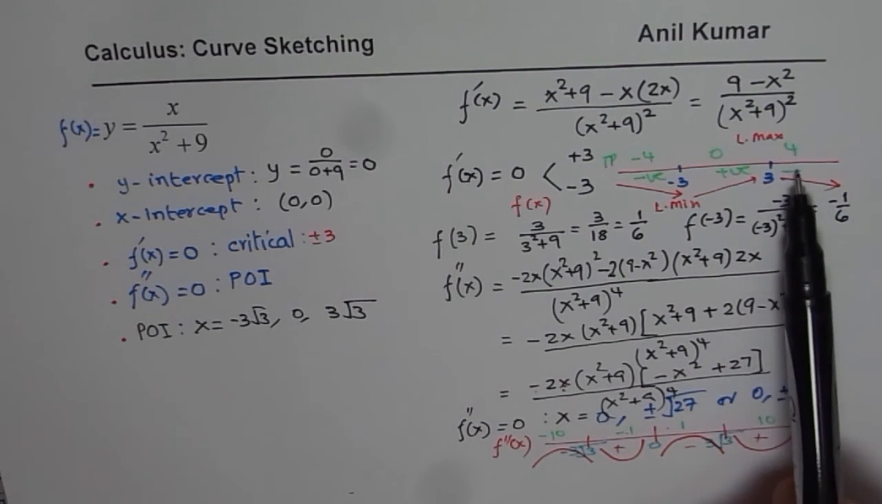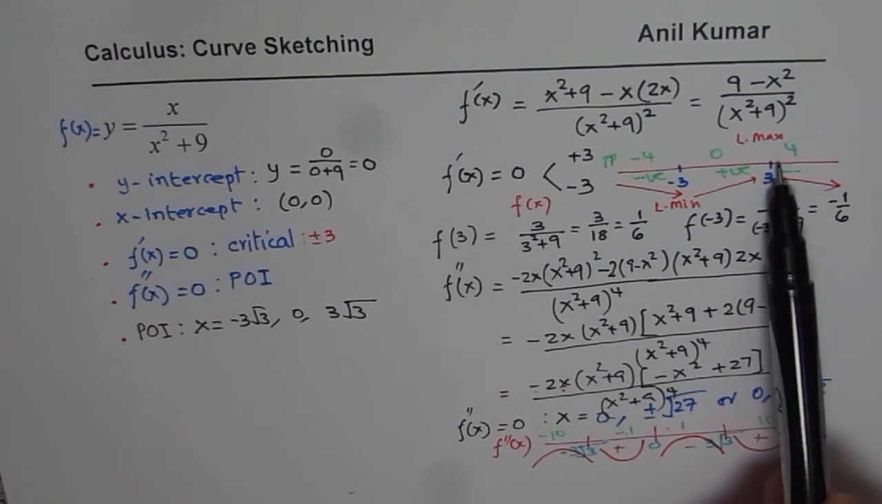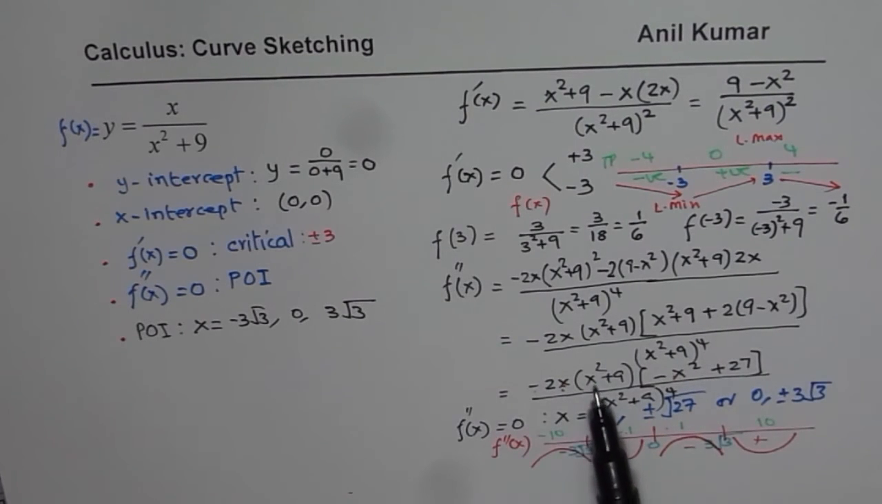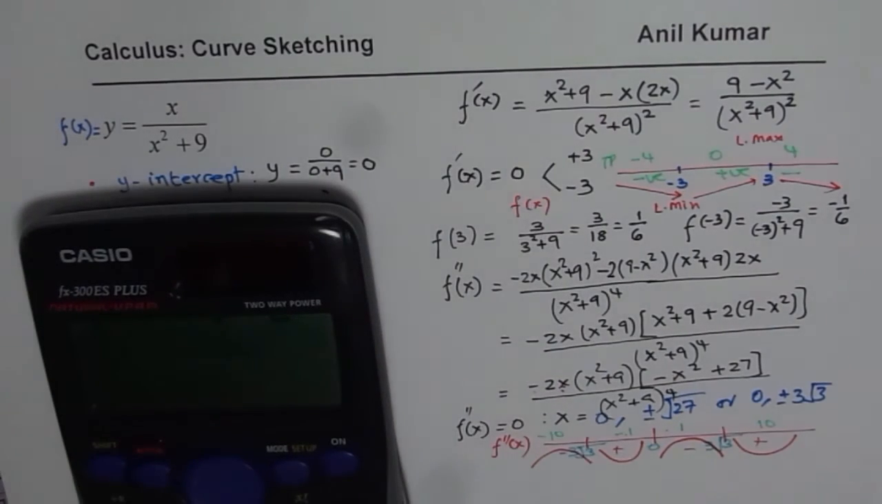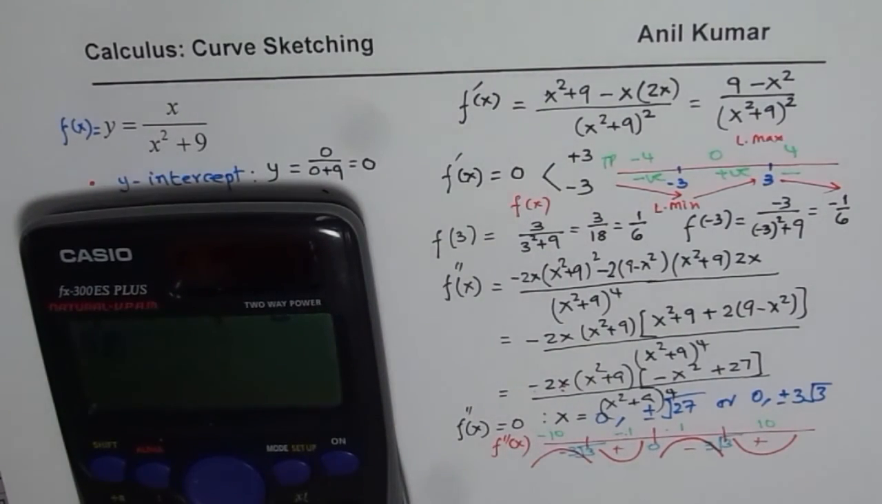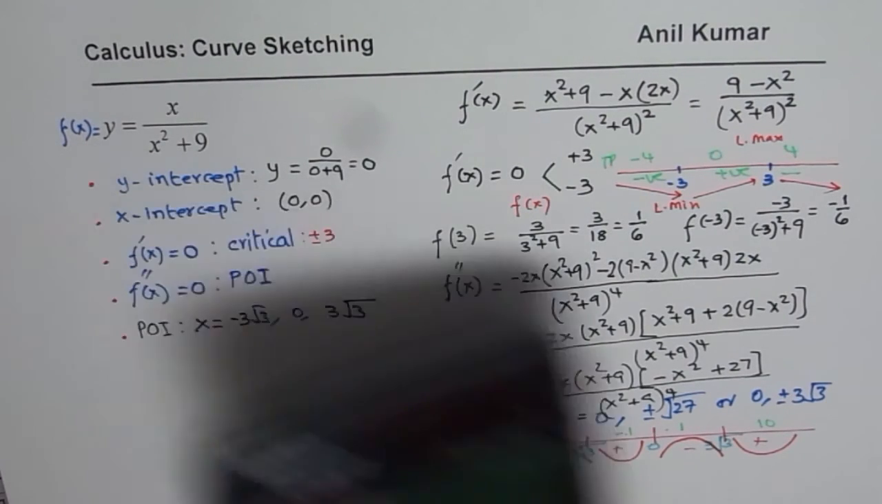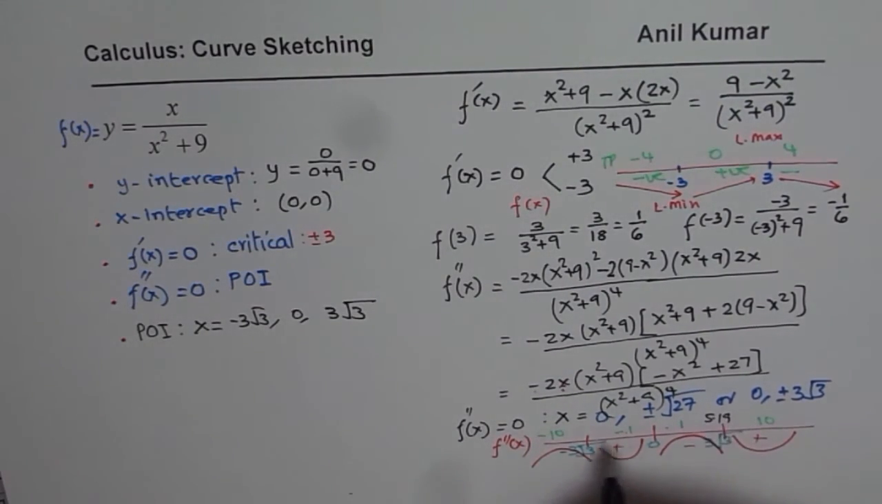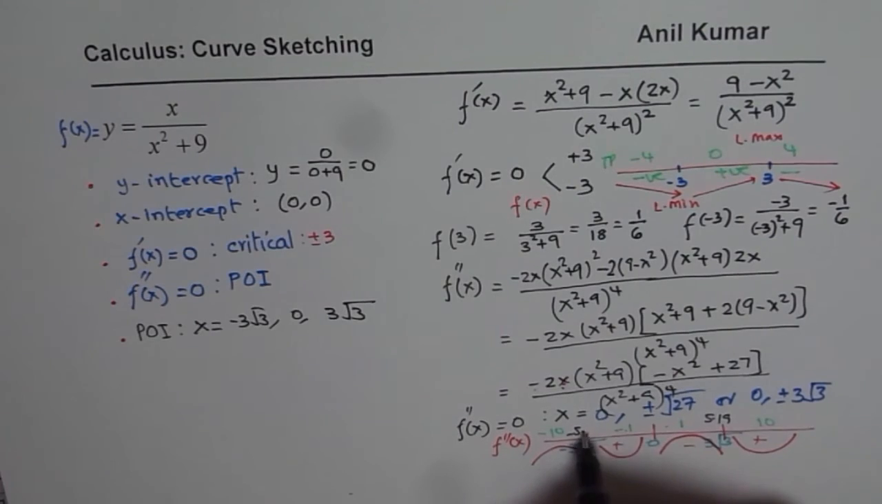However, if you test the value at 4, which is on the right side of 3, then at 4, if I substitute 4 here, what I get is a negative value, and therefore this is going to be a positive. So we could actually write the decimal value of 3 square root 3. That will help you to understand better. 3 square root 3 is basically equal to 5.19, so you could say minus 5.19.